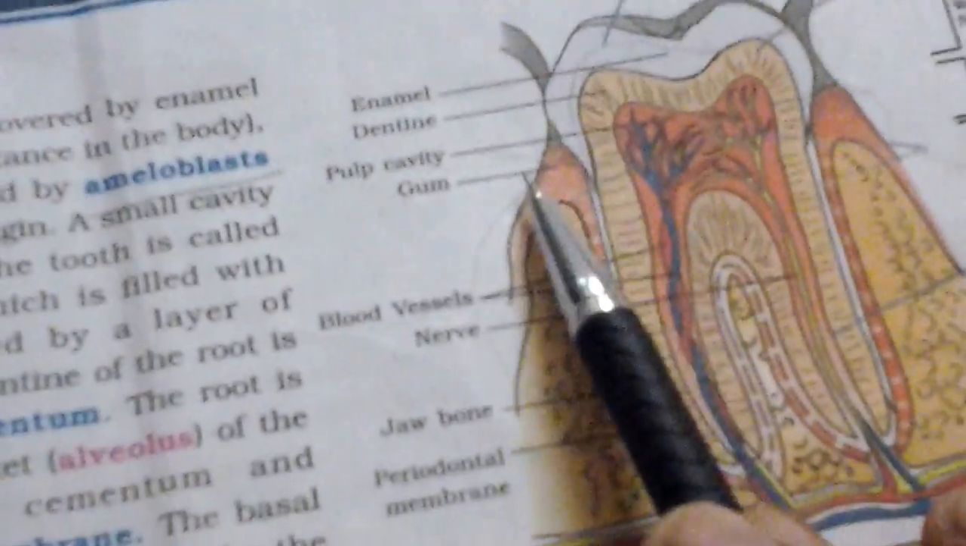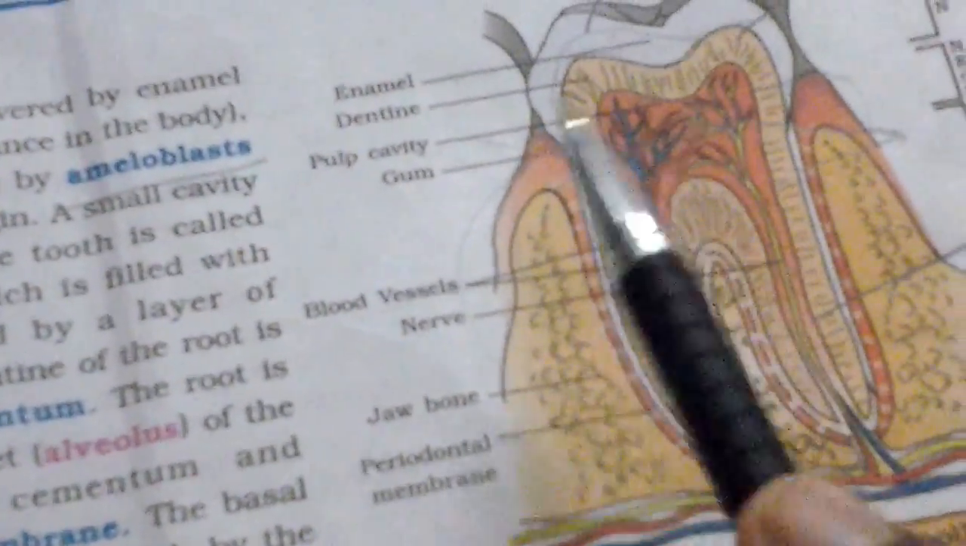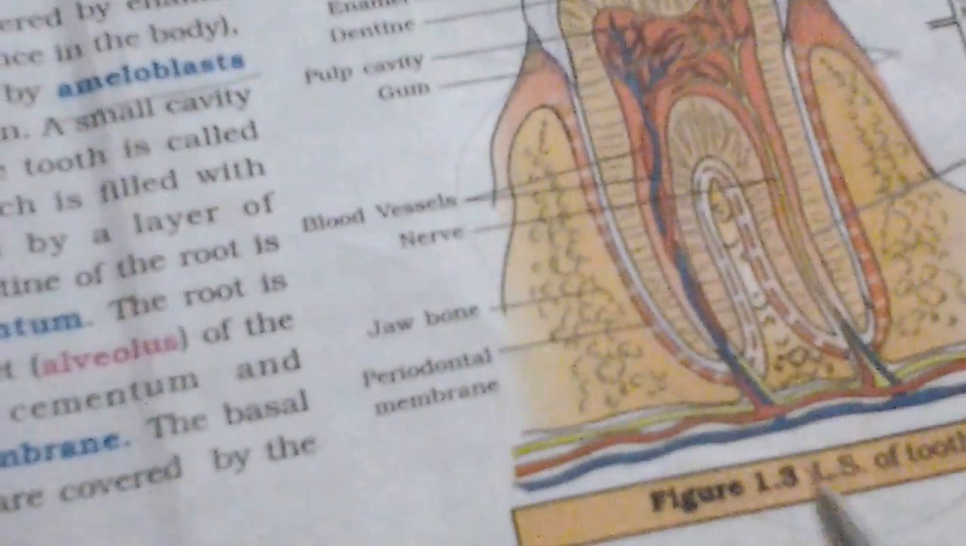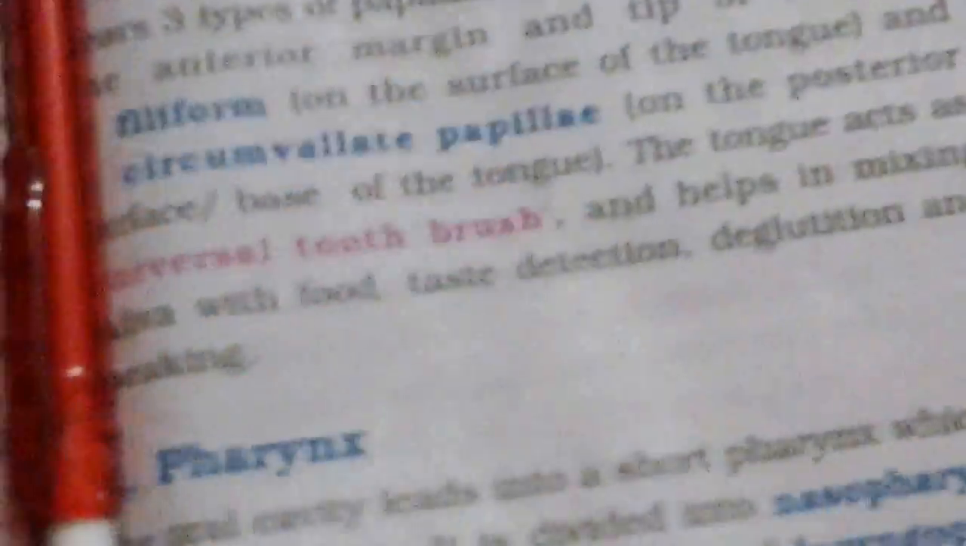These are the jaw bones, the jaws which help you hold your teeth. That's it, that's for today. And in the next video, we're going to discuss the tongue and the other parts of your mouth.